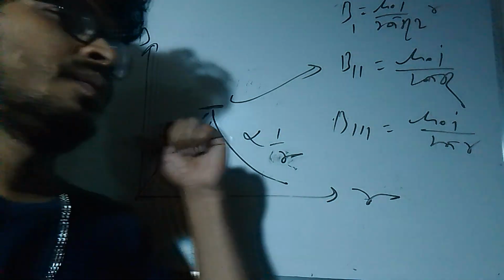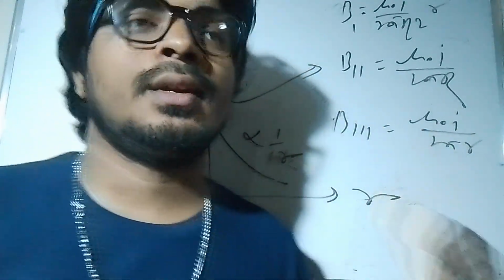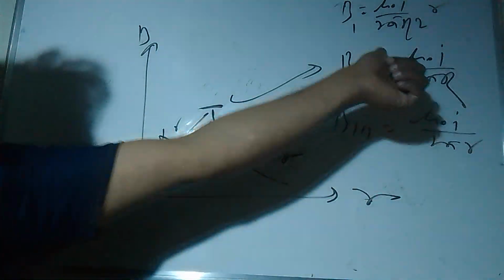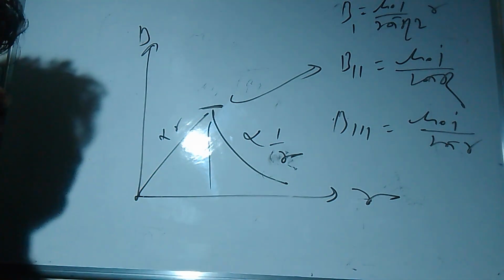This is the graph. You have to be an expert on this graph. Whenever a question comes in front of you, you can solve it directly. When you know the graph and all the relations, only then can you solve it. Otherwise it will be difficult for you to find the relation. Yeah, this is one thing.